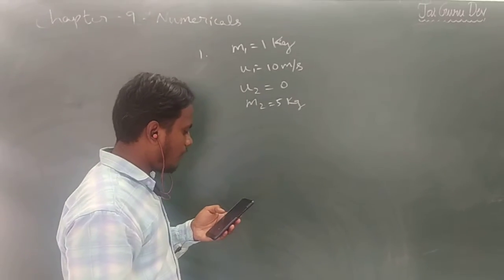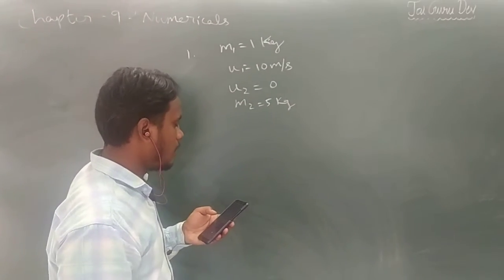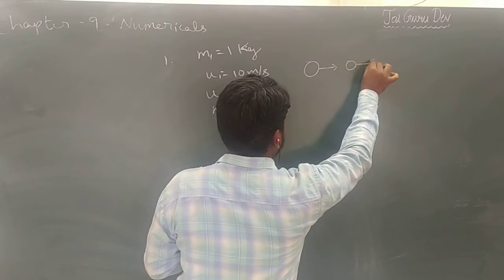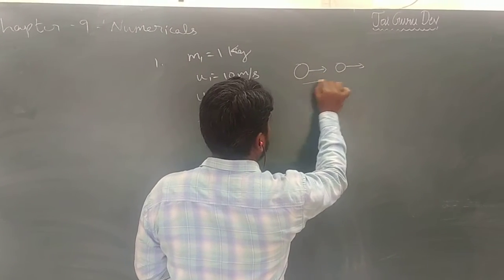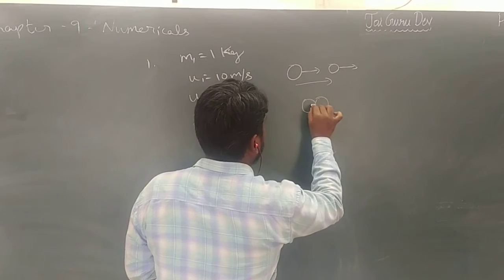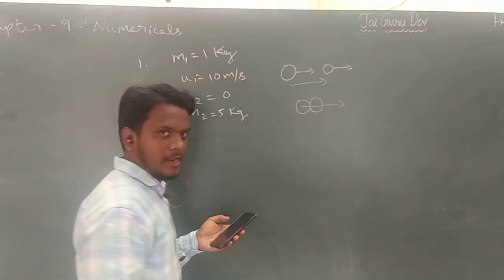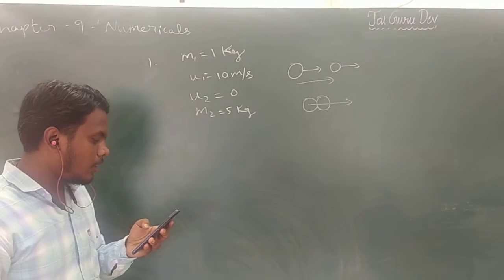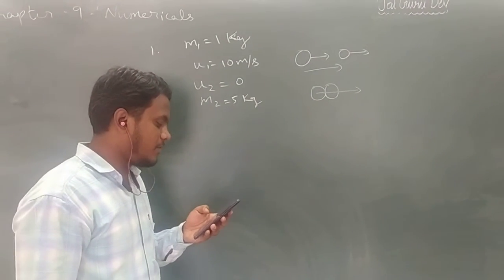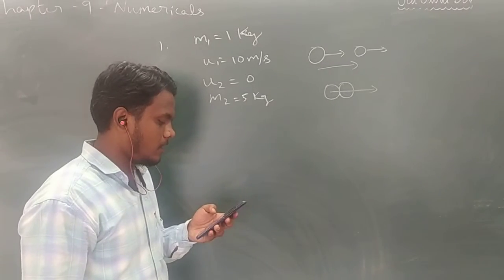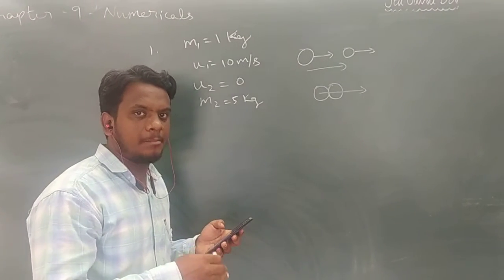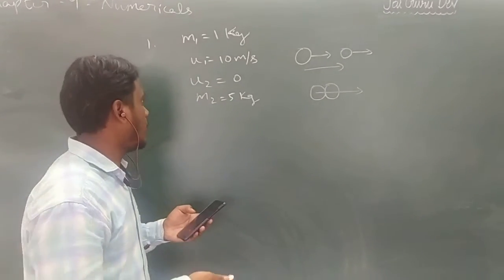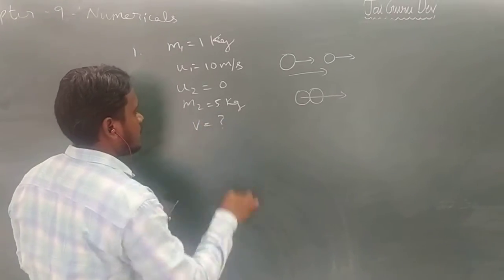Then they both move off together in the same straight line. So it's like this. There are two objects moving like this. So they collide with each other, and then after that they move together. Right? So this is the concept here. Now calculate the total momentum just before the impact and just after the impact. That is momentum before collision and momentum after collision. And calculate the velocity of the combined object v. They have asked us v.